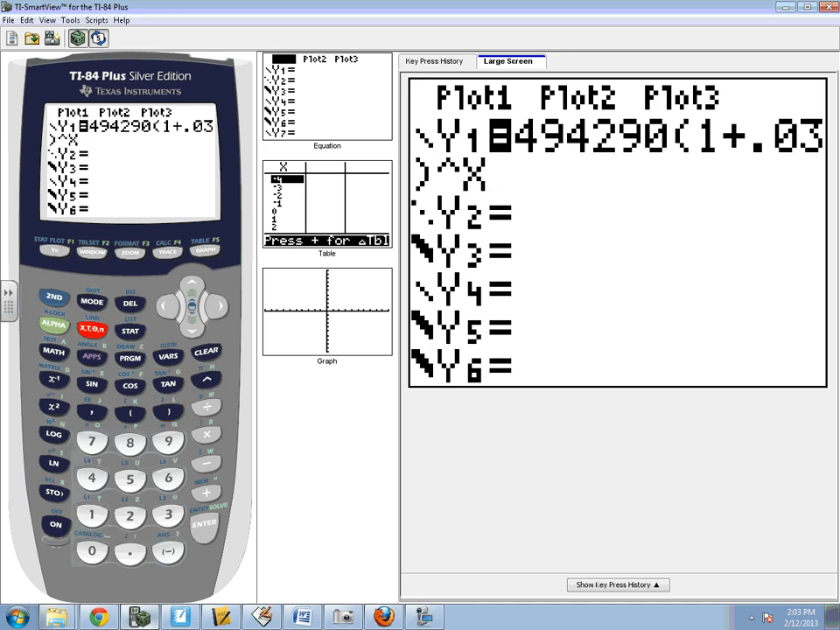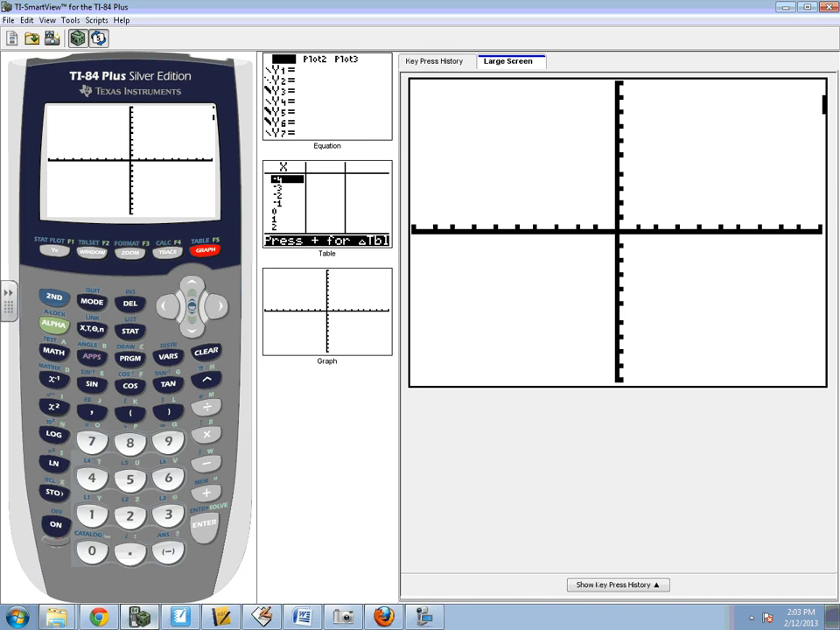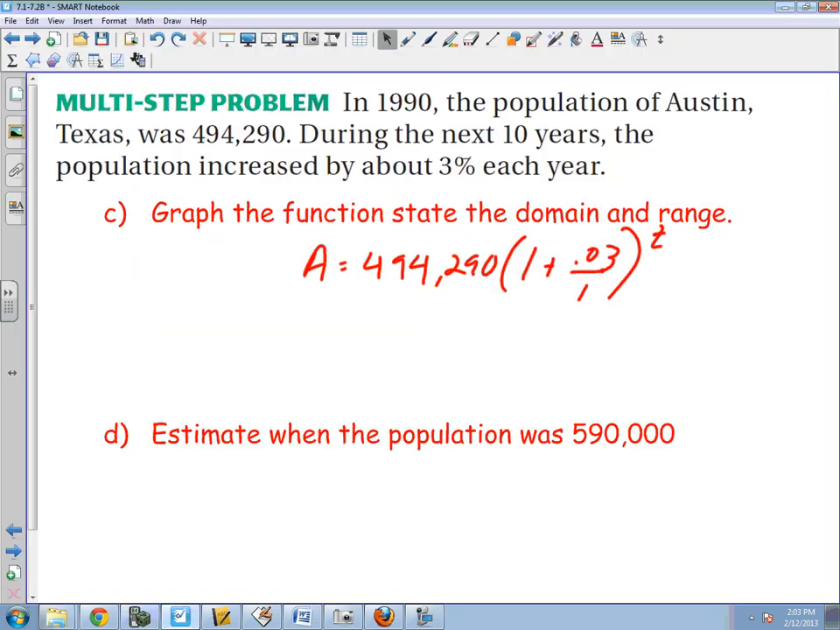So now I'm going to graph it. And I don't really care about the graph. In fact, I can't even see the graph, but it's okay. I'm not really worried about what the graph looks like. The domain and range, we'll hold off on that. I just want to graph it in my calc. So this is what I want you to do.